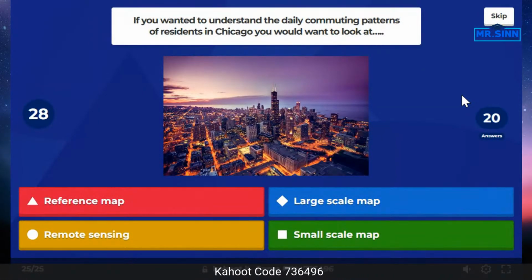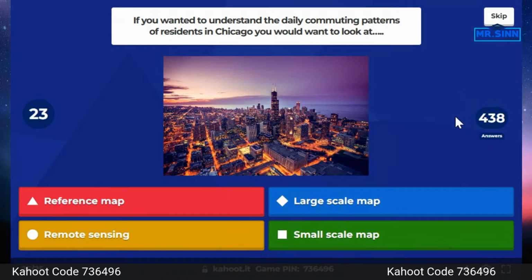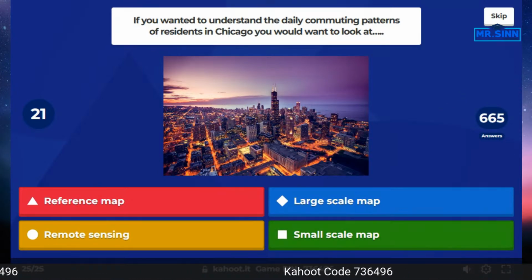If you wanted to understand the daily commuting patterns of residents in Chicago, you would want to look at what? What would you want to look at?